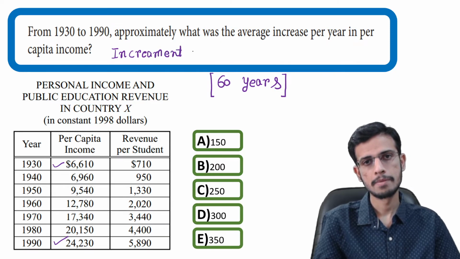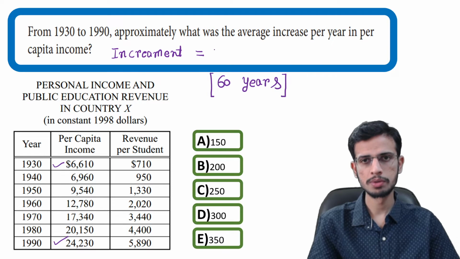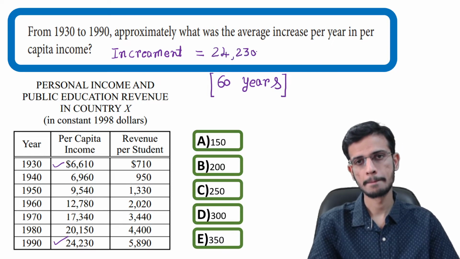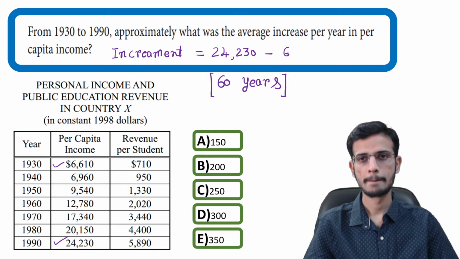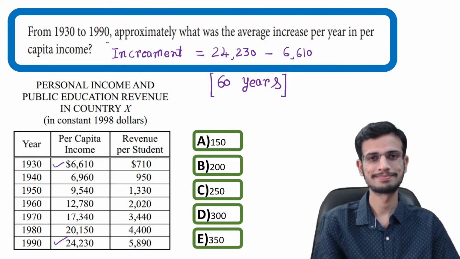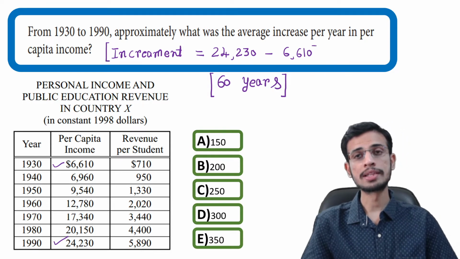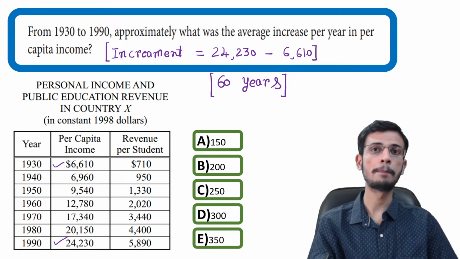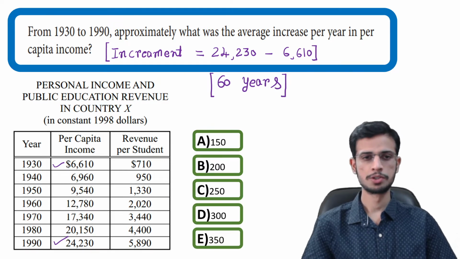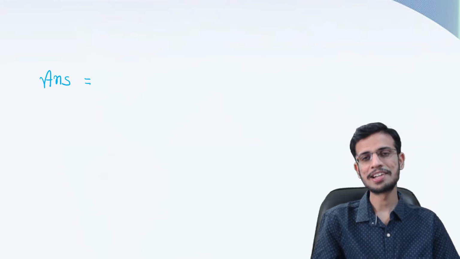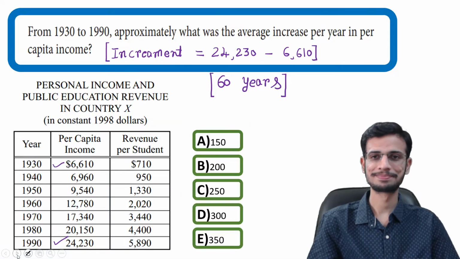It is equals to final value minus initial value, right? Yes, the total increment in 60 years, but we have to find per year increment. So our answer will become, very easy question. Entire GRE portion is easy, right?